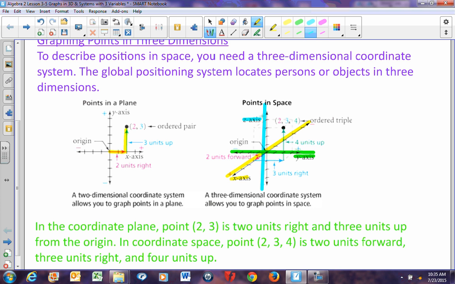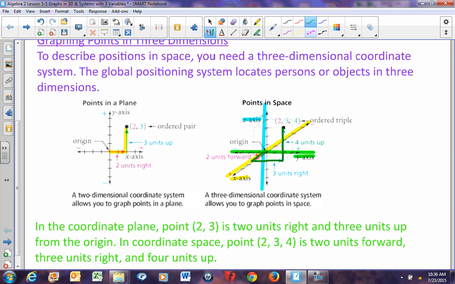So when I'm going to plot the point 2, 3, 4, the first thing I would do is start at the origin, and I would go forward 2 units. Then I'd go to the right 3 units: 1 unit, 2 units, 3 units. And then I would go up 4 units: 1, 2, 3, 4. Kind of interesting to do.